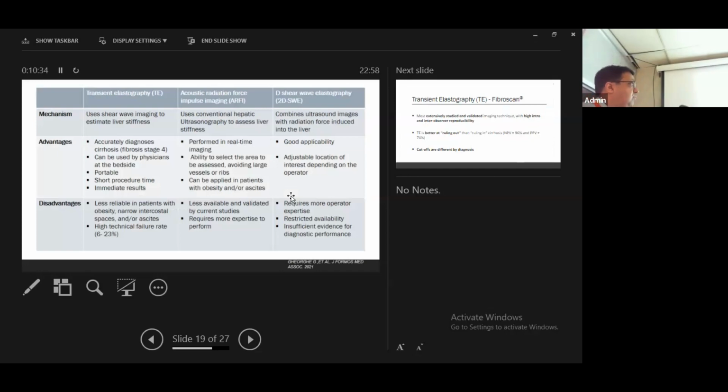The most commonly used method is transient elastography, also called FibroScan. It uses shear wave imaging to estimate liver stiffness. It has various advantages, like accurate diagnosis of cirrhosis, it can be used by the physician at the bedside, it is portable, and requires a short procedure time for immediate result.